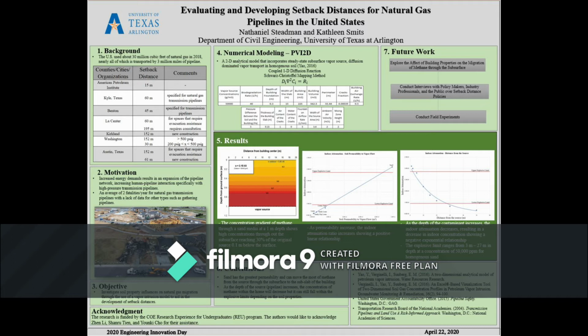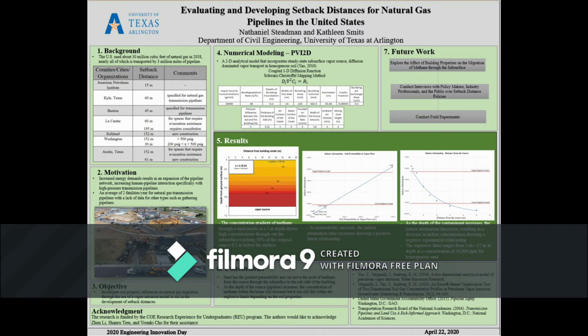So the objective of my research is to understand the soil properties and their influence on this natural gas migration through the usage of vapor intrusion models to aid in the development of these setback distances. The model which I used was the PVI 2D model, which is a two-dimensional analytical model that considers diffusion to be the dominant factor of transport. The chart under section 4 is the default values that I used in order to run my simulations.